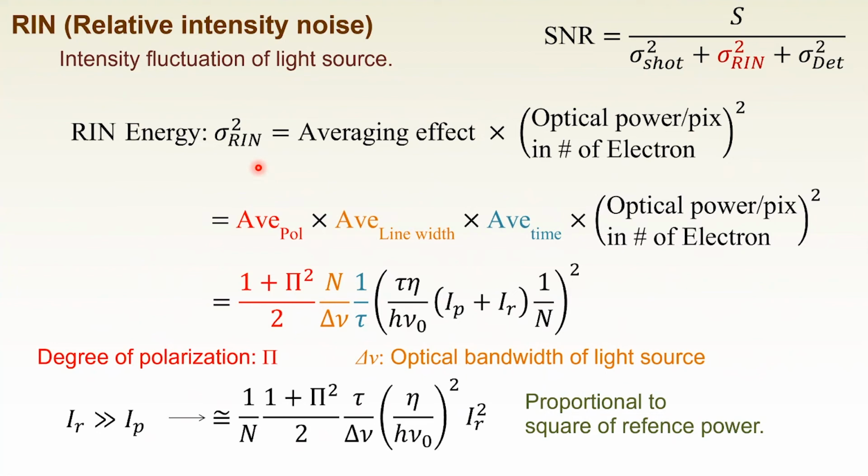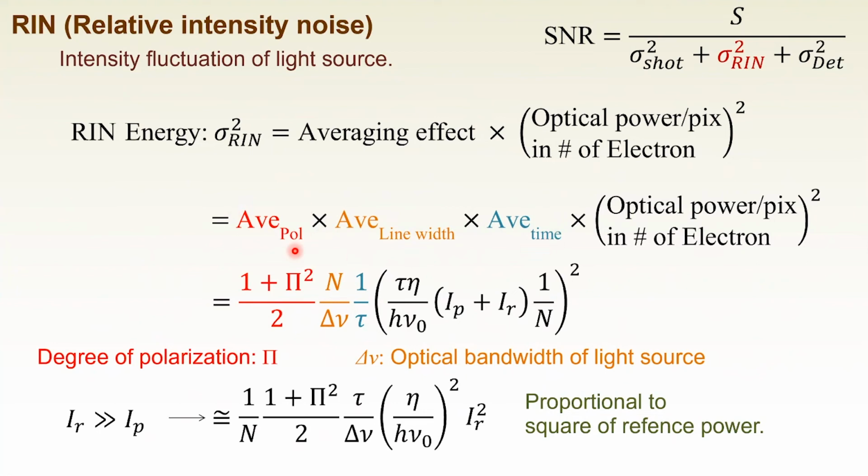Okay, the RIN energy, in a bit more detail: it's again the optical power divided by pixels, in electrons squared. But there is some kind of reduction factor of RIN. It's an averaging effect. Since what we are talking about is fluctuation of the intensity, if we average it, the fluctuation becomes small, right? More averaging results in smaller and smaller RIN. We need to carefully think about that averaging effect, the averaging of uncorrelated signals. This averaging effect can be broken down into three: the polarization averaging, the line width or wavelength averaging, and time averaging.